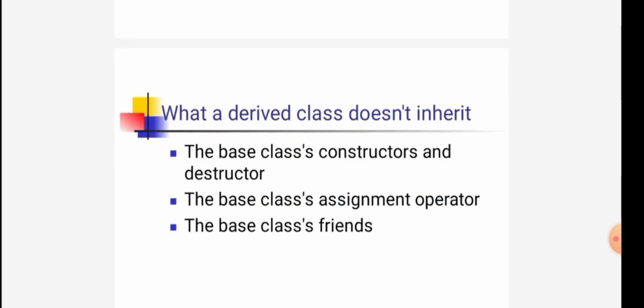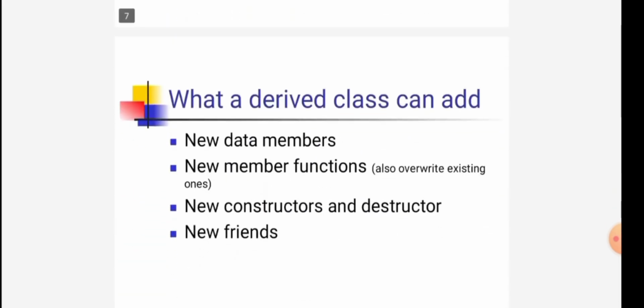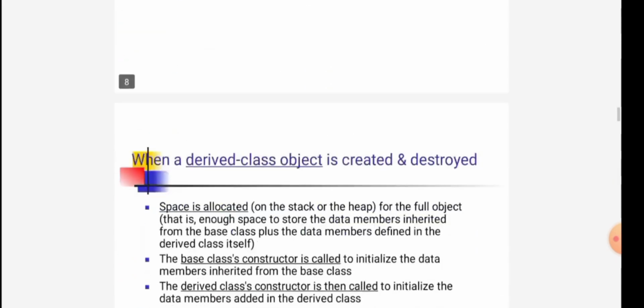What does a derived class not inherit? The base class constructor and destructor, the base class assignment operator, and the base class friends. What can a derived class add? New data members, new member functions, new constructors and destructor, and new friends.